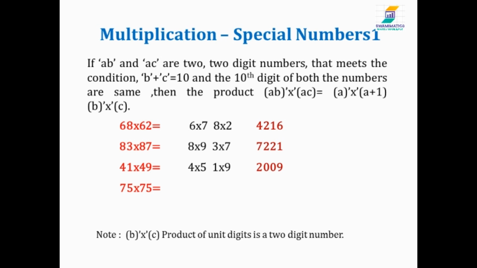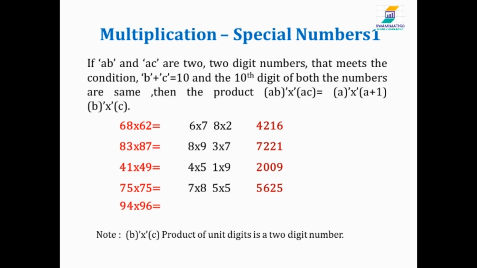75 into 75 is what? It is nothing but 75 squared. Here also 5 plus 5 is 10. So what is your answer then? 7 into 8 is 56. 5 into 5, 25. So 5625. In other words, using this method, one can find the square of any number ending with 5.